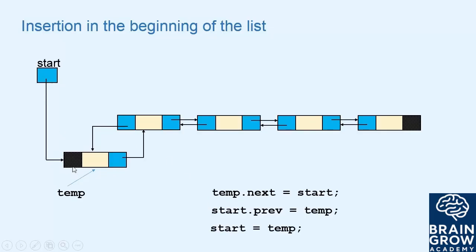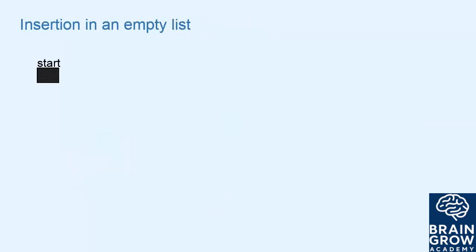We'll let this previous link remain null only, as this is the first node now. So this is how we can insert a new node in the beginning of the list. Now let's see how we can insert a new node in an empty list.